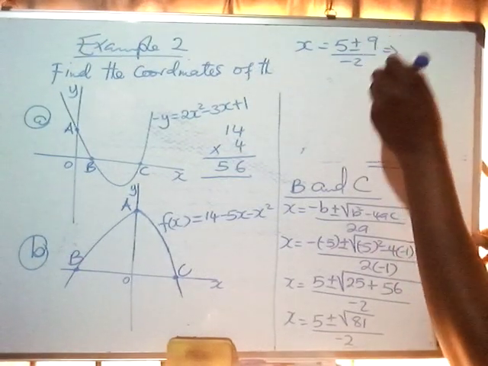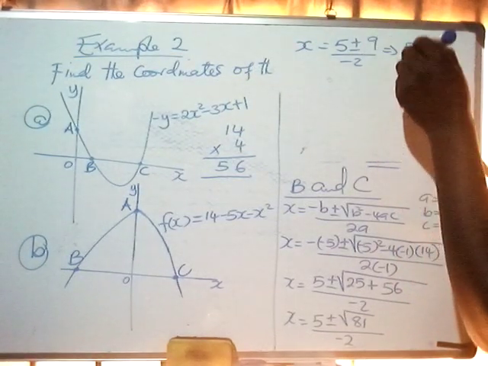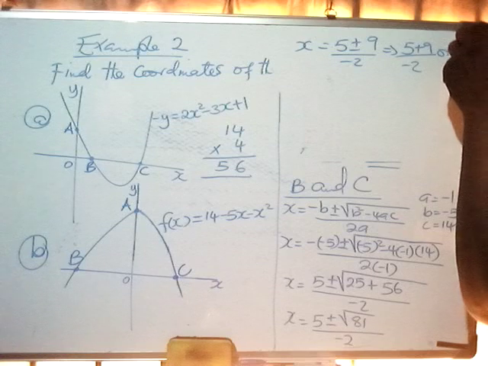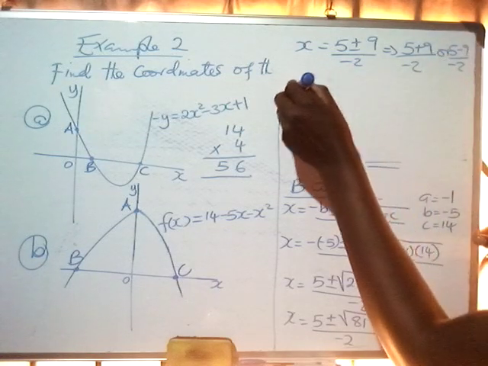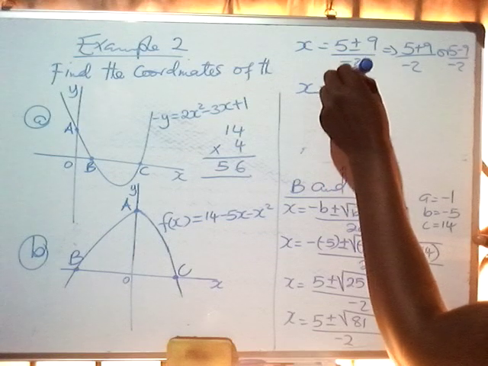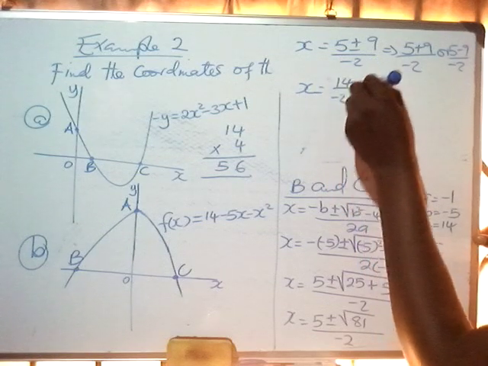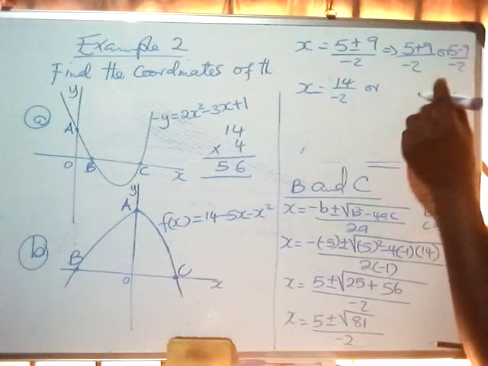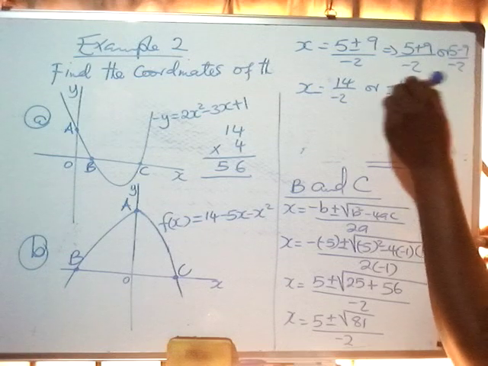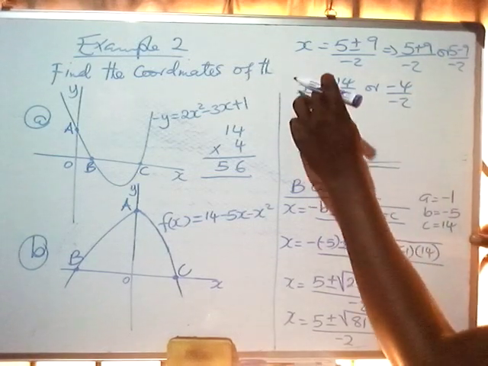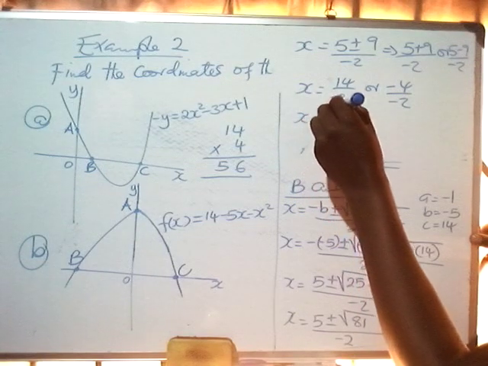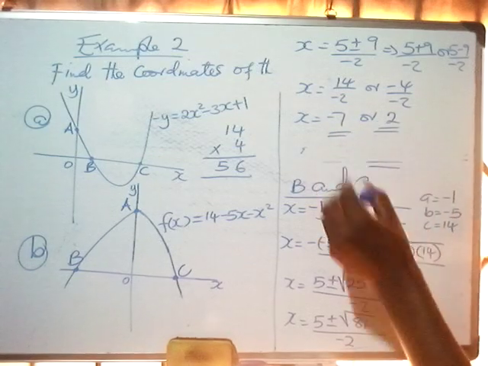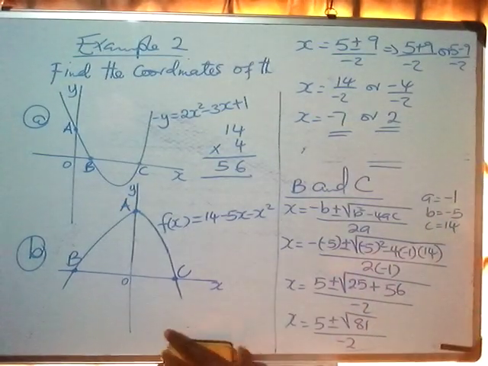So this will be equal to 5 plus 9 over negative 2, or 5 minus 9 over negative 2. So the value of x will be, what is 5 plus 9? It is 14 over negative 2, or 5 minus 9, it is negative 4 over negative 2. So our answer there will be negative 7 or positive 2. These are the values of x.